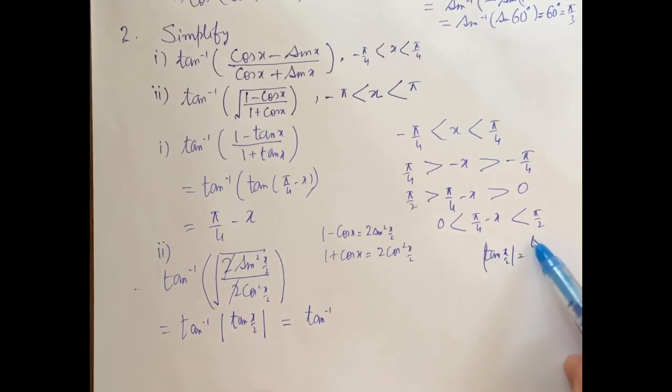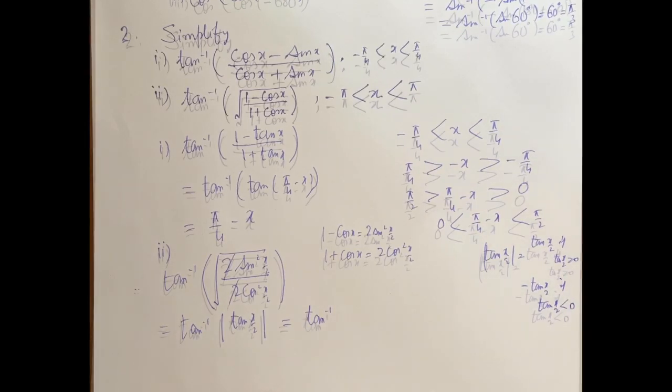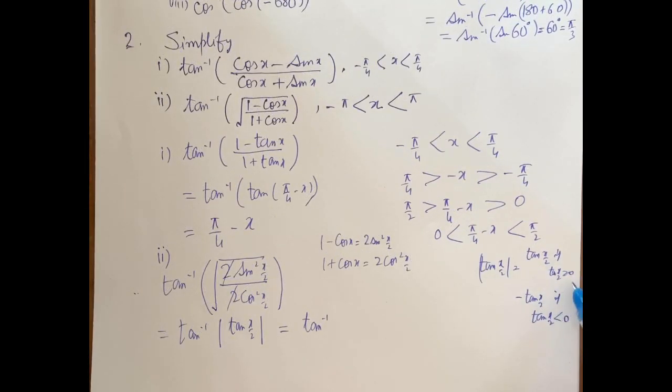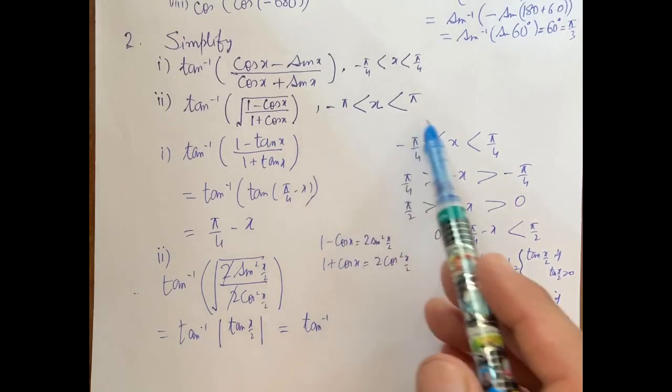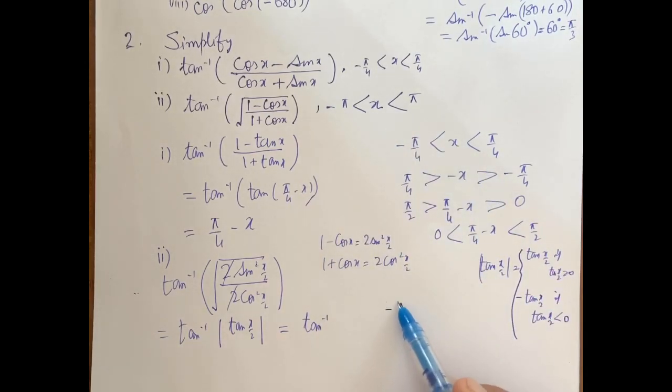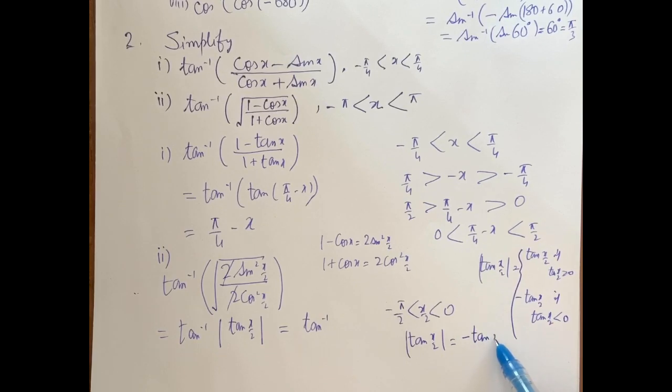Mod of tan x by 2 is tan of x by 2 if tan of x by 2 is positive, and minus tan x by 2 if tan of x by 2 is negative. We are given x lies between minus pi to plus pi. From minus pi by 2 less than x by 2 less than 0, mod of tan of x by 2 will be minus tan of x by 2.